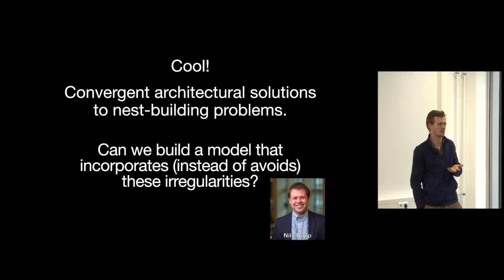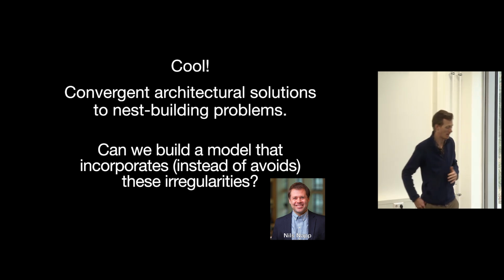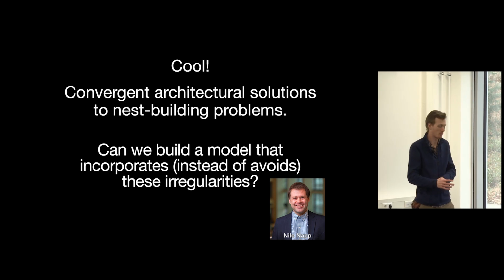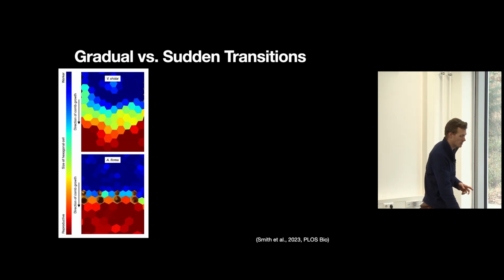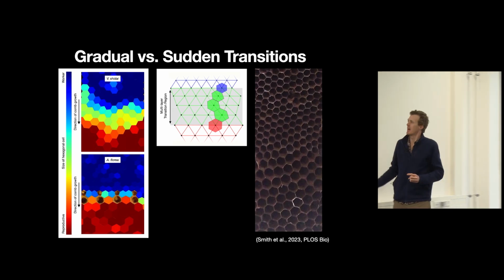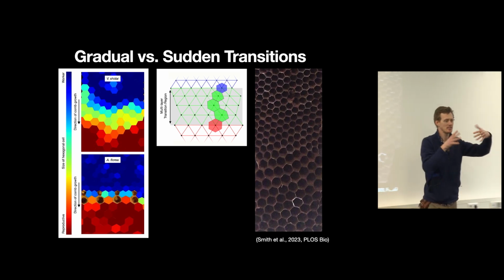Because in the past, it's always been like, oh, irregulars, let's just not look at those. So for that, I worked with Niels. He's a brilliant mathematical modeler. And we basically looked at a lot of different ways of how these bees and wasps could be doing this.